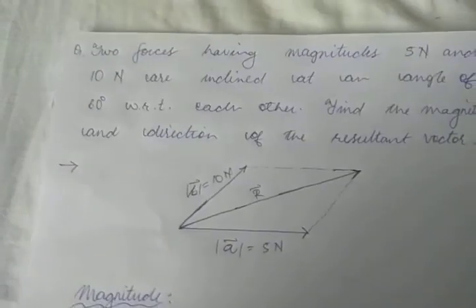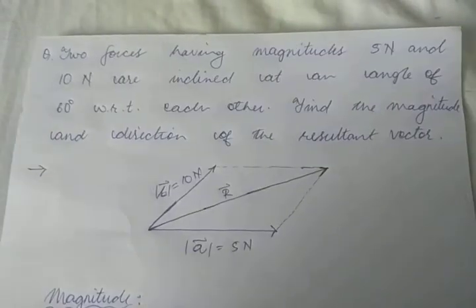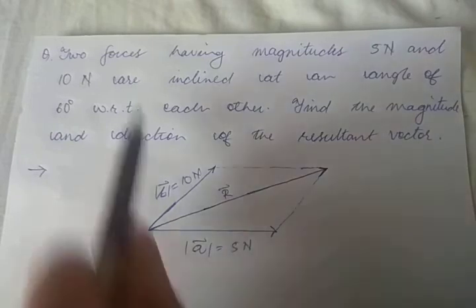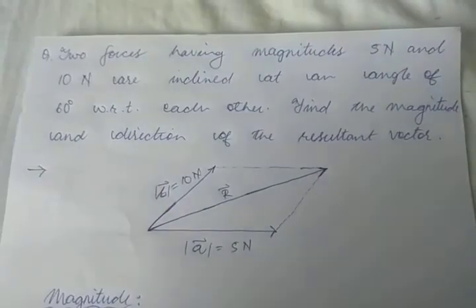I want to show you one simple problem in this video, which goes like this. Two forces having magnitudes 5 Newton and 10 Newton are inclined at an angle of 60 degrees with respect to each other. Find the magnitude and direction of the resultant vector. Since the question speaks about two forces, it is the resultant force.